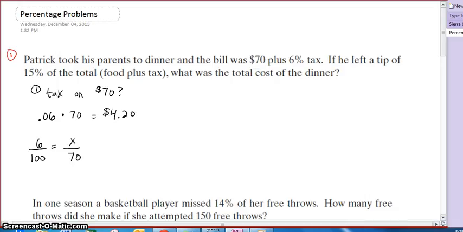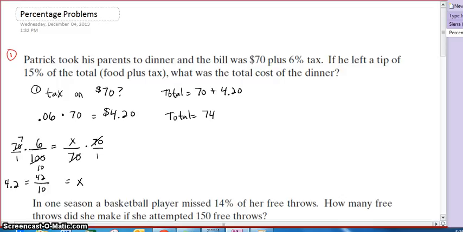Or, if you set up the proportion, keep in mind that you're going to multiply both sides by 70, because I want to get x by itself, so I reduce that. 70 and 100 reduce to 10 over 7. I can do this work without a calculator. That's 42 divided by 10, which is 4.2. So I know that the tax on the $70 bill is $4.20. So his total is going to be 70 plus $4.20, $74.20.